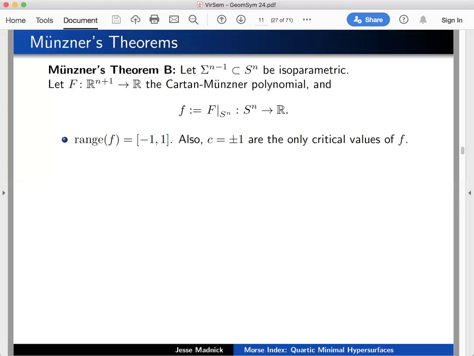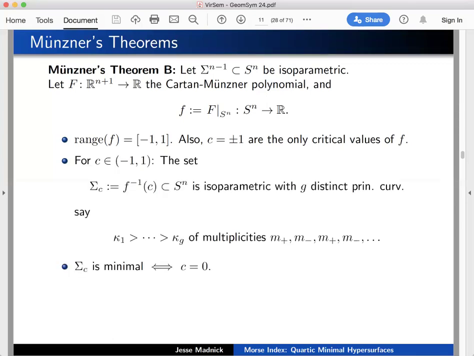Then it turns out that the range of little f is the closed interval -1 to 1, and -1 and 1 are the only critical values of little f. So, once you know that, you're inclined to study the level sets of little f. So there's two cases. There's the case where you look at level sets at height C, where C is strictly in the open interval -1, 1. And then there's the case where C is -1 or C is 1.